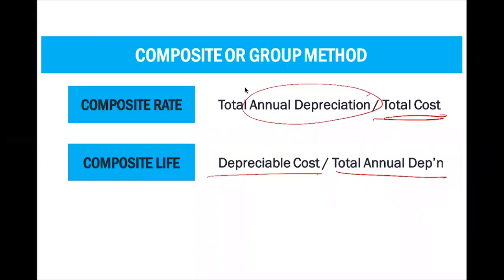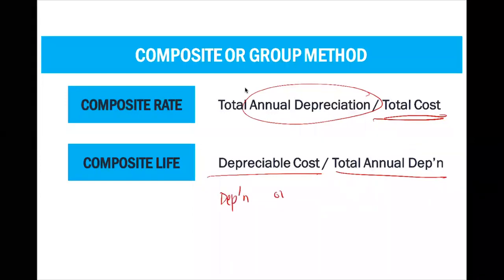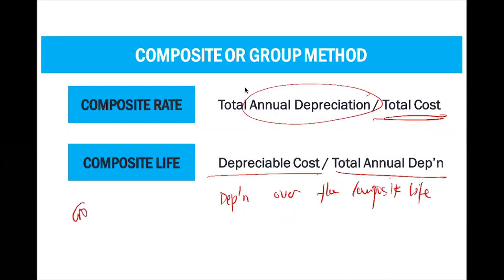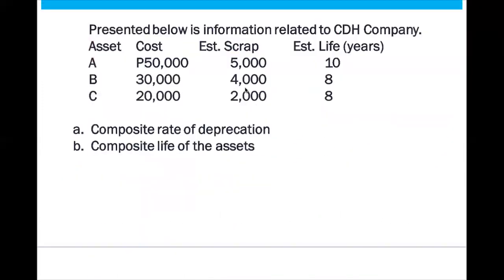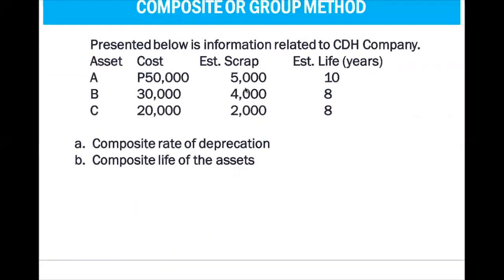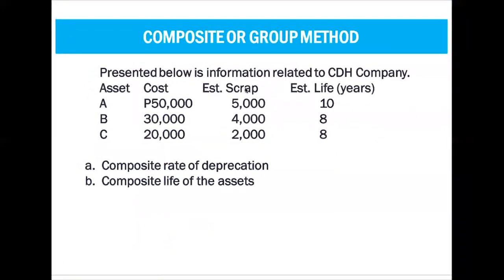So why is it important for us to determine the composite life? Because you will only provide for your depreciation expense over the composite life. So bakit may composite or group depreciation? Because you have a group of assets. So if you don't want to depreciate per asset, then you can depreciate per group. Okay, so composite or group method, presented below is information related to CDH company.